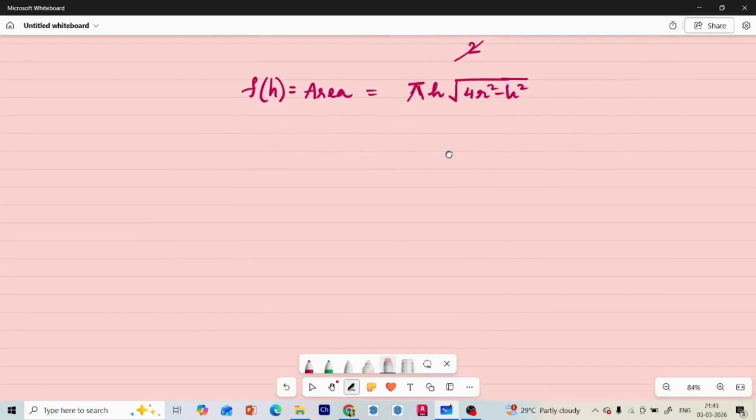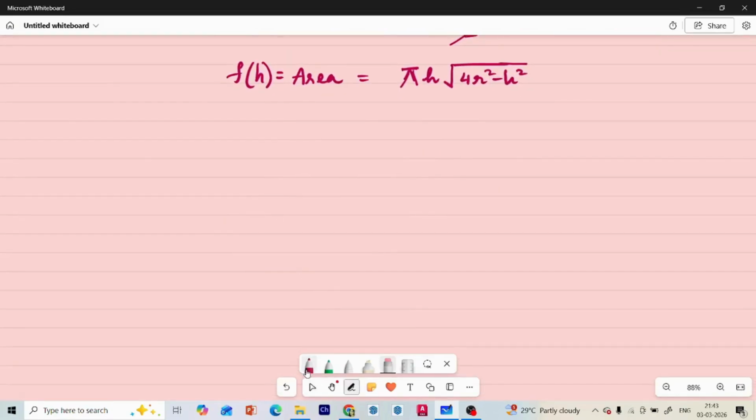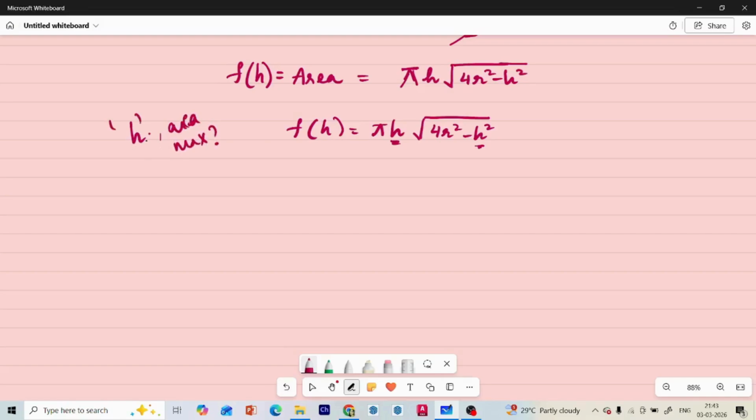Now from here it is just the maxima concept. You know a function f of H, which is pi H into root over 4R square minus H square. Now you have to find out the value of H for which this function is maximum. What is the value of H for which the area is maximum? That is the question.